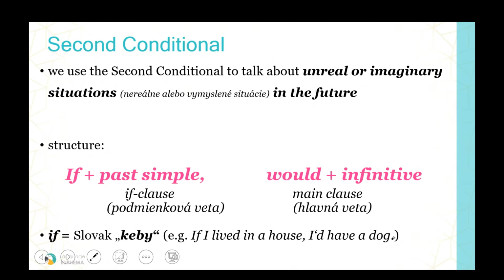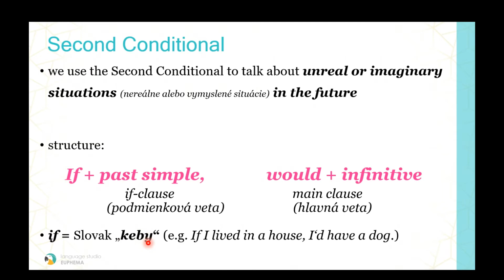We use the second conditional to talk about unreal or imaginary situations in the future. Again, I'm stressing unreal or imaginary because these situations are not likely, not probable to happen in the future. Its structure is if plus past simple in the if clause and would plus infinitive in the main clause. Watch out because the meaning of if changes from ak in the first conditional to keby in the second conditional.